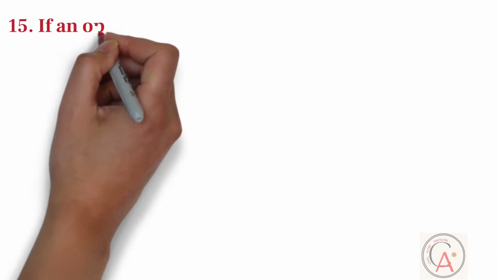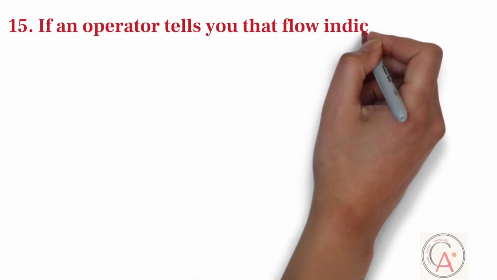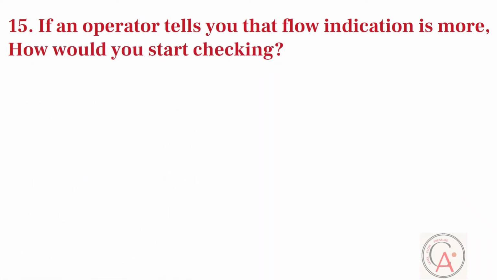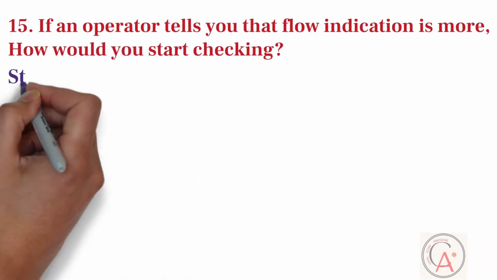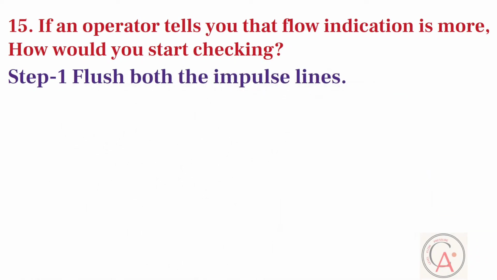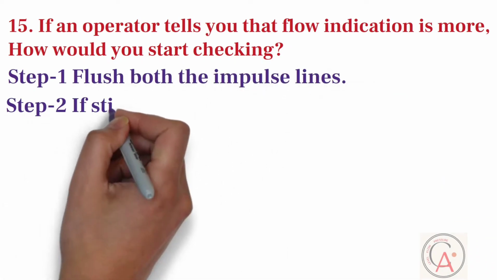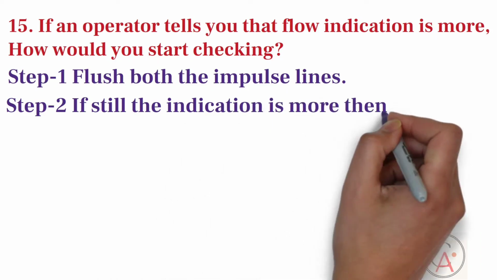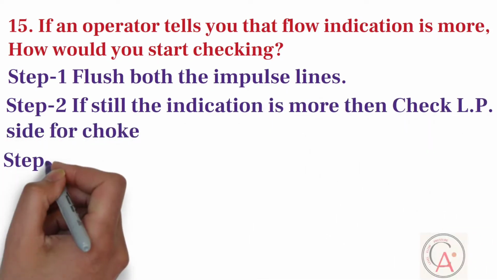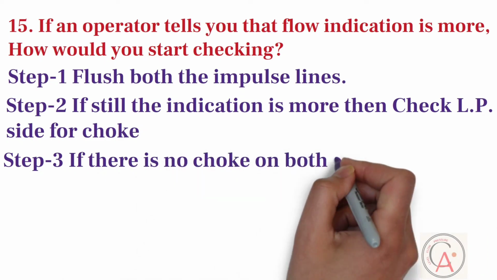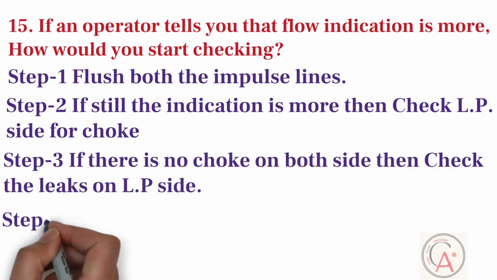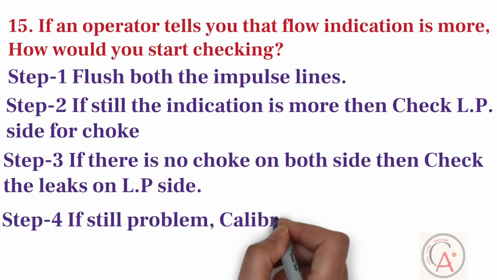Next question is, there is a situation when an operator tells you that flow indication is more than the expected reading, how would you start checking? First of all, in this case, flush both the impulse lines. Secondly, if still the indication is more, then check low pressure side for choke. If there is no choke on both sides, then check leaks on the LP side. If there is still a problem, then calibrate the transmitter.